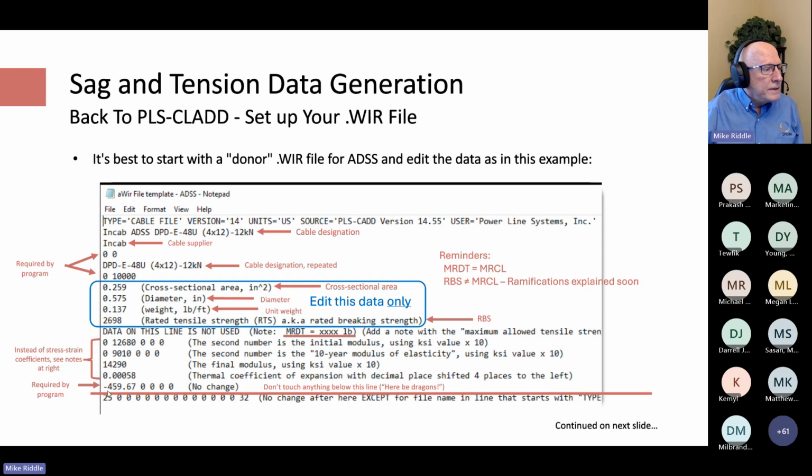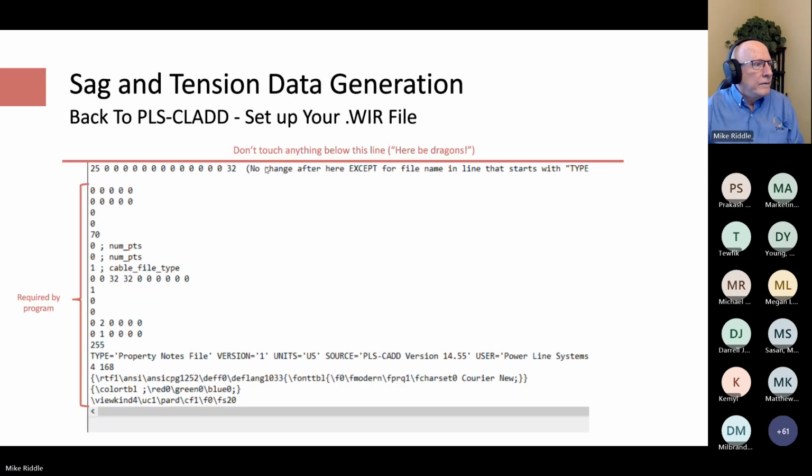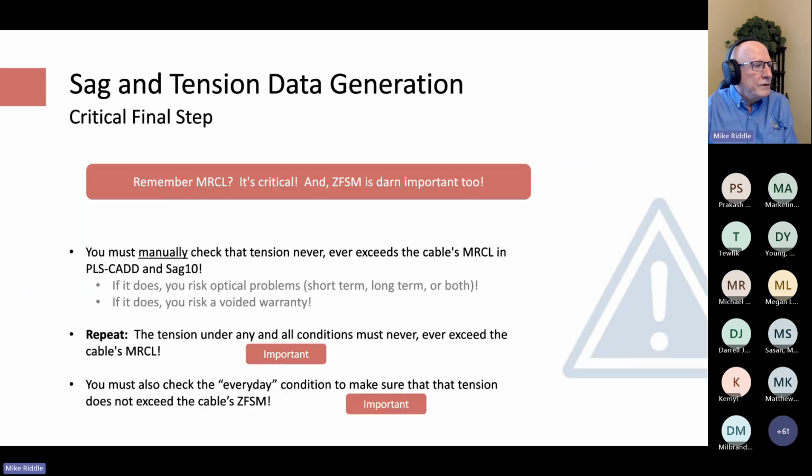There's a bunch of things in these files that you should not mess with. Don't mess with any of this, and don't change anything below this line. All of this. It's just stuff that's required by the program to run correctly and generate ADSS data. Leave it alone. Just change the basic information.